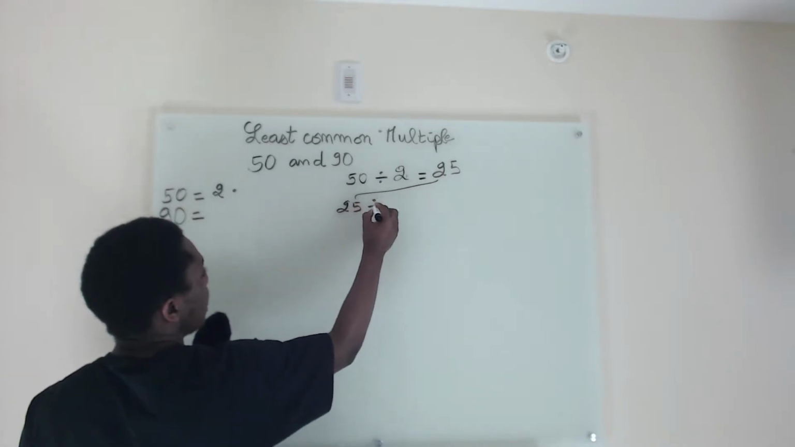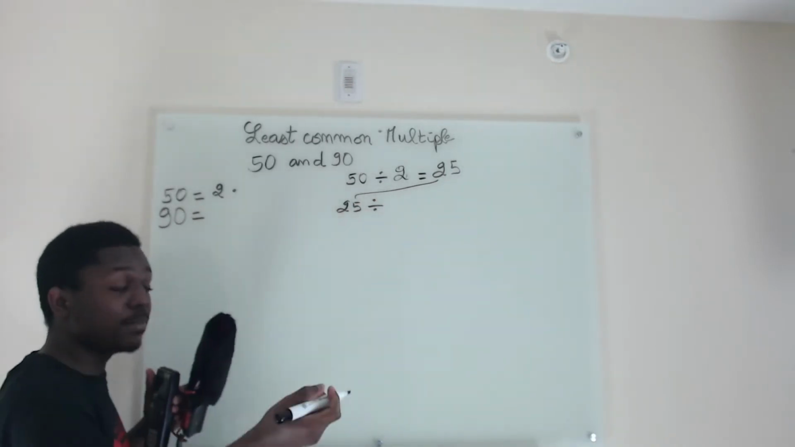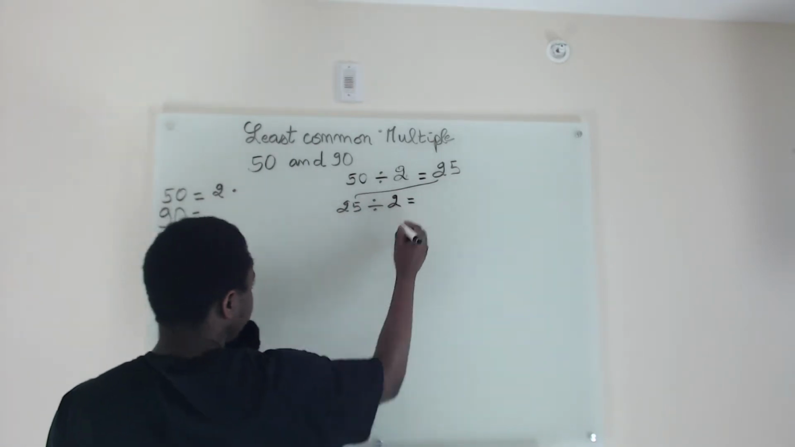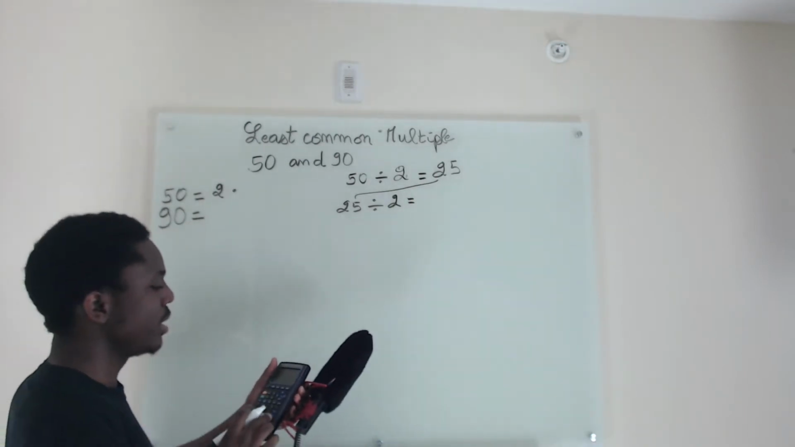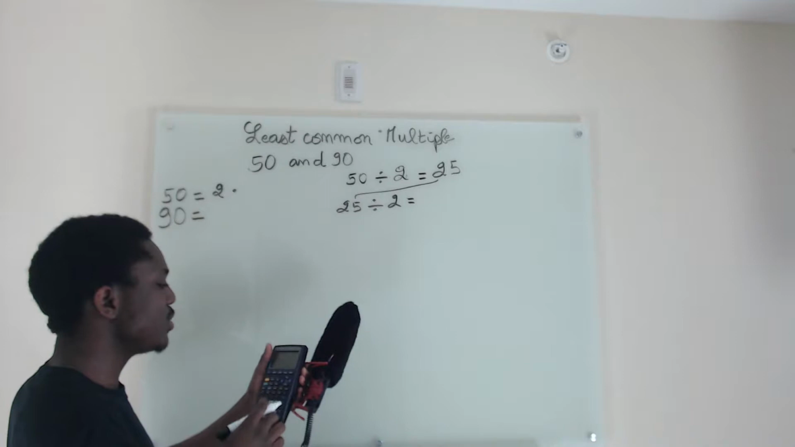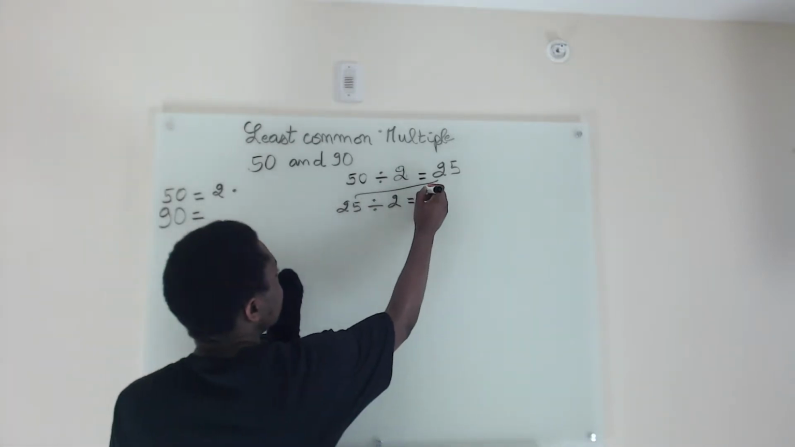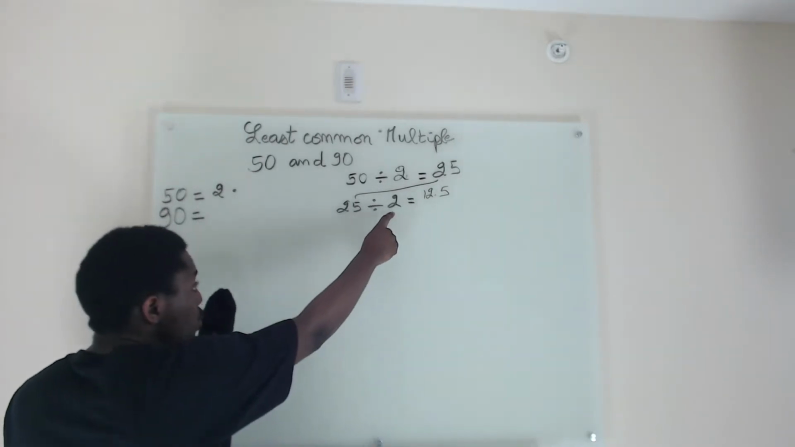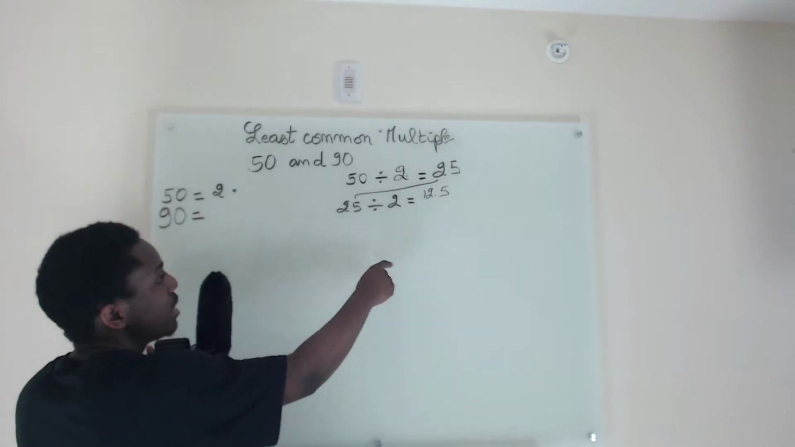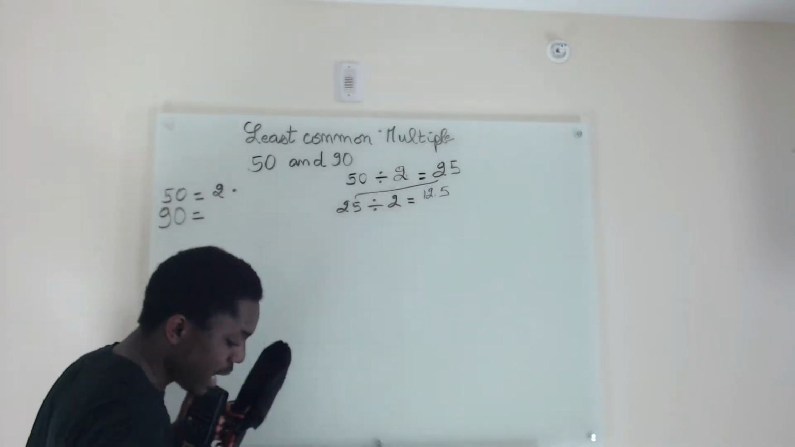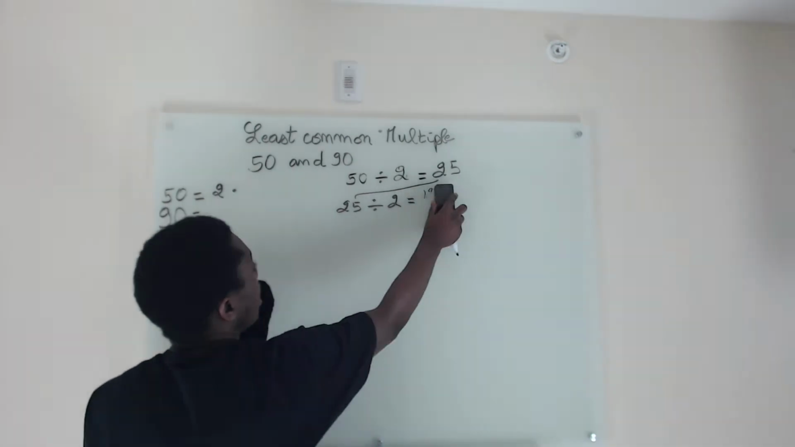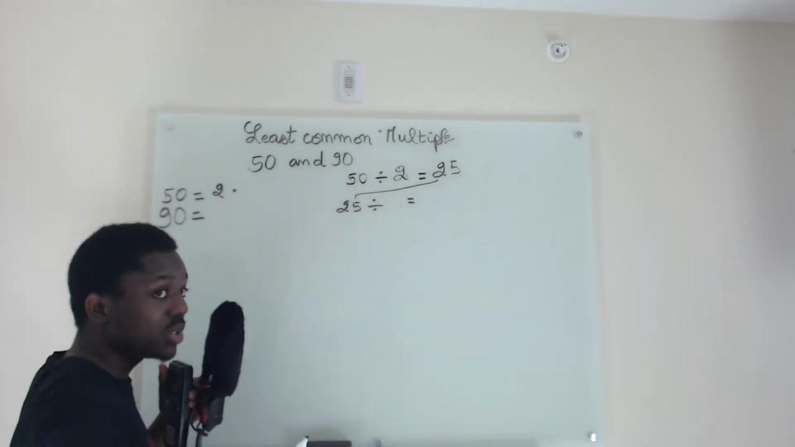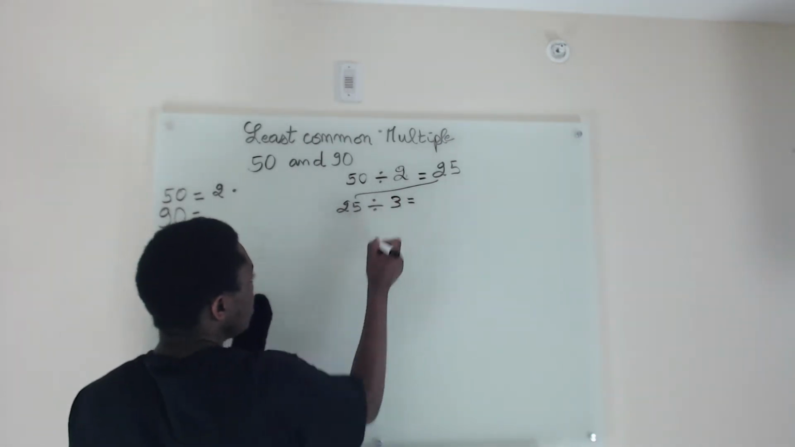Then I take this 25 and I still keep dividing by 2. So I put divided by 2. When I use my calculator and I put 25 divided by 2, I end up with 12.5, which means 2 is not a multiple of 25. So 2 is not good. Then I have to change 2 to the number that comes after 2, which is 3. So now I try 3.